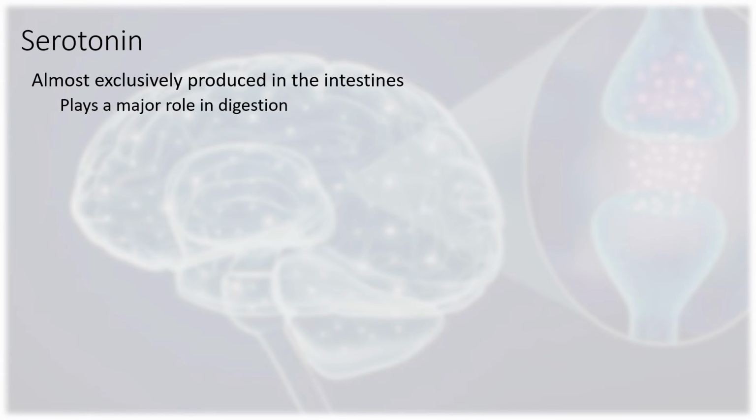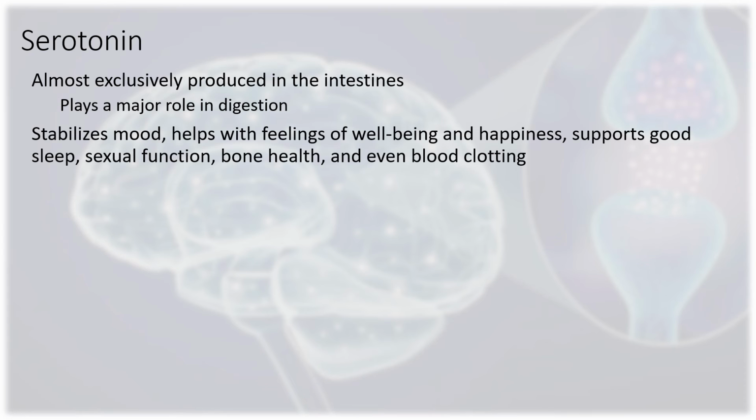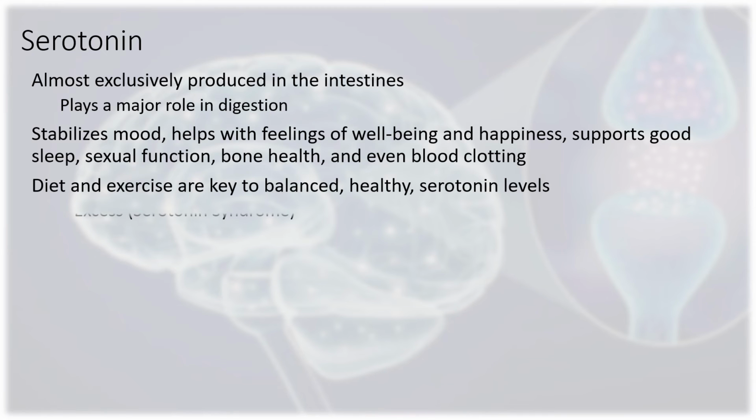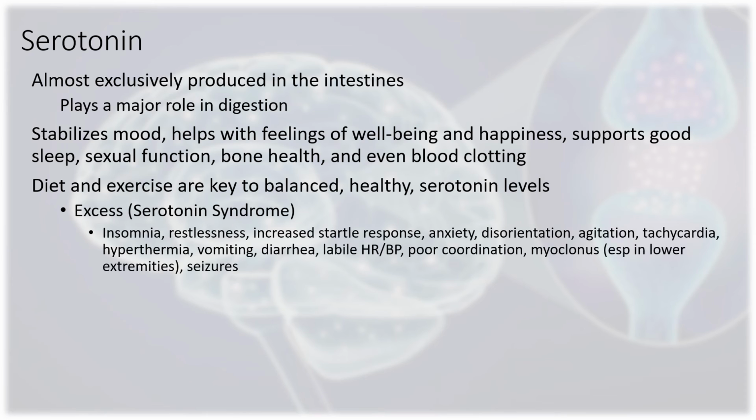Serotonin is involved in functions such as sleep, memory, appetite, mood, and others. It's almost exclusively produced in the intestines in response to food. It plays a major role in digestion. It helps to stabilize mood. It helps with feelings of well-being and happiness. And of course, it supports good sleep. It supports sexual function, bone health, and even blood clotting. Now, diet and exercise are key to balanced, healthy levels of serotonin.